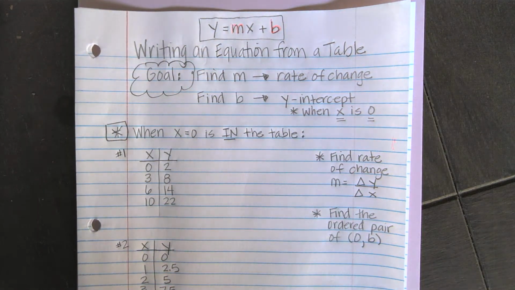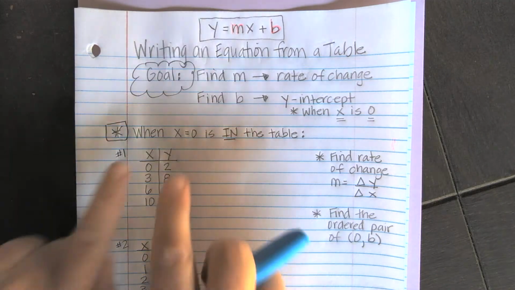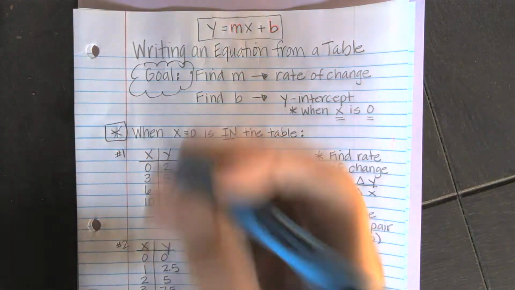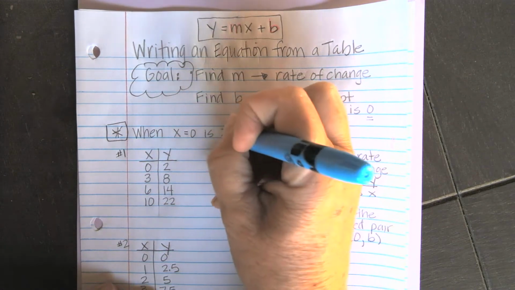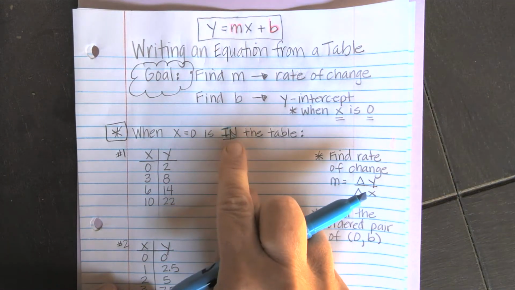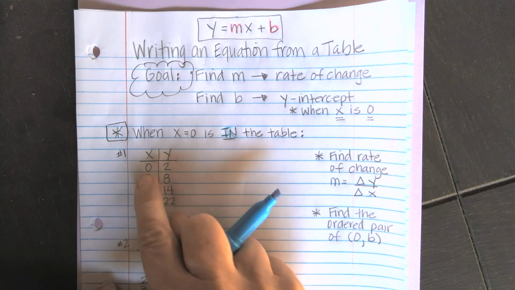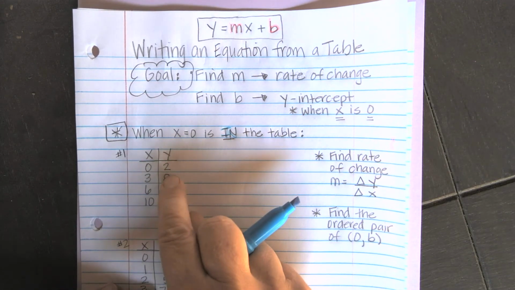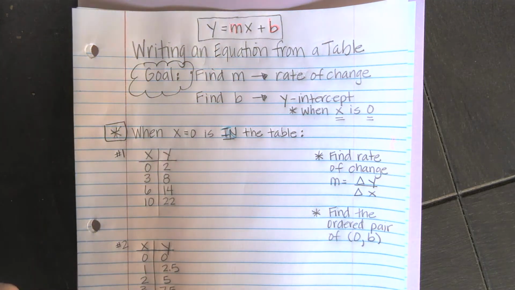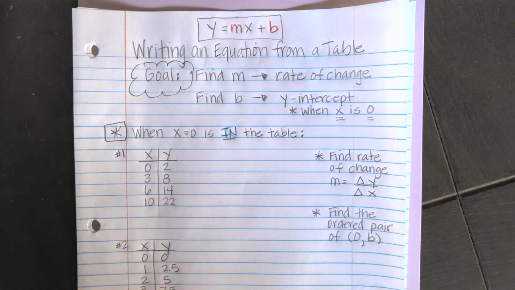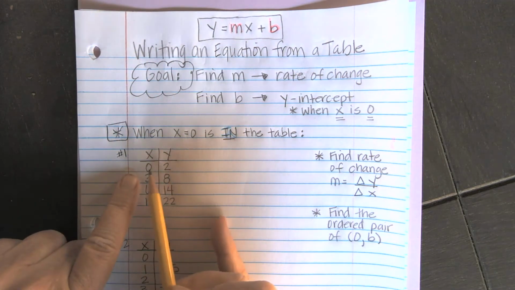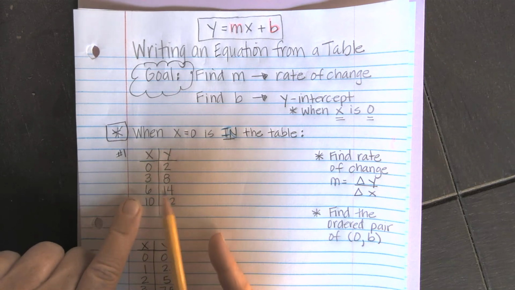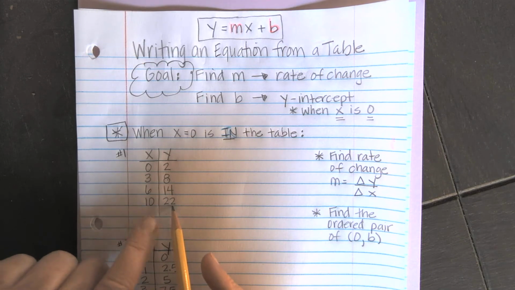Now, sometimes it's easier, sometimes it's harder. It's easier when x is 0 is already in the table. So we're going to notice that today. We're going to take a look at this table, and we're going to notice that x is already 0 here. It makes the problem a little bit easier. So we will start here. I notice that I have a table here: 0, 2; 3, 8; 6, 14; and 10, 22.